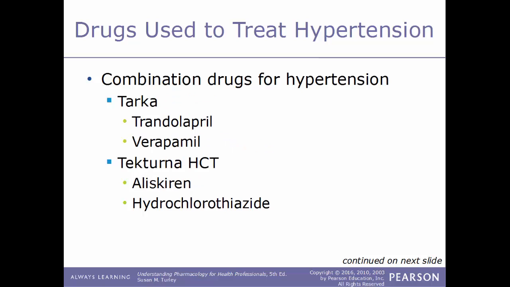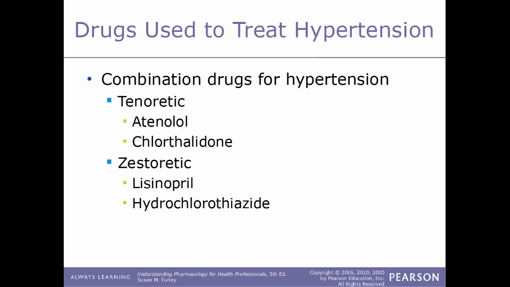Tarka, a combination of trandolapril and verapamil. Tekturna HCT, which is a combination of aliskiren and hydrochlorothiazide. Tenoretic, which is a combination of atenolol and chlorthalidone. And lastly, Zestoretic, which is a combination of lisinopril and hydrochlorothiazide.